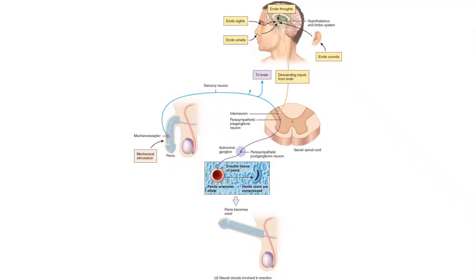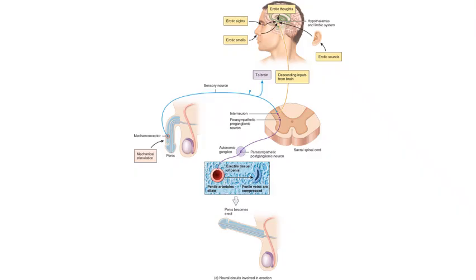Upon sexual stimulation, parasympathetic fibers from the sacral portion of our spinal cord initiate and maintain the erection, or the enlargement and stiffening of the penis. The parasympathetic fibers produce and release nitric oxide.